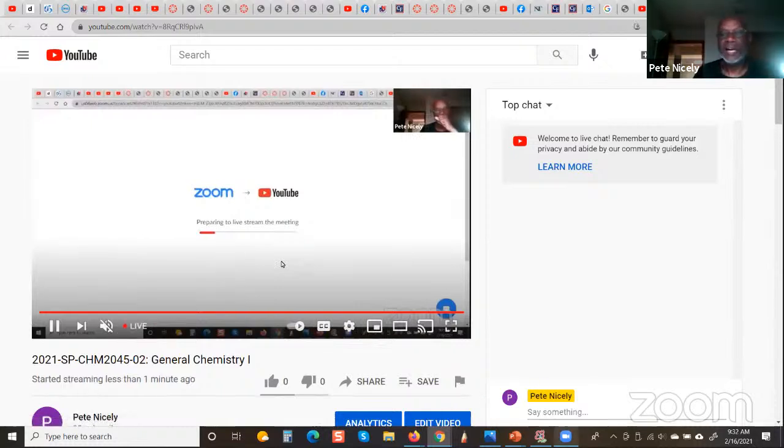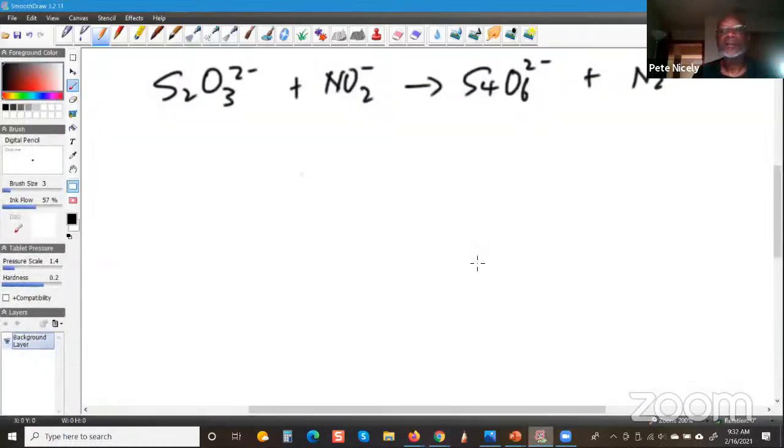Okay, so as you may recall, this was the problem that we need to solve, balancing this redox equation. And basically, we have to go through the same steps as we did before. So let me do that in this case.